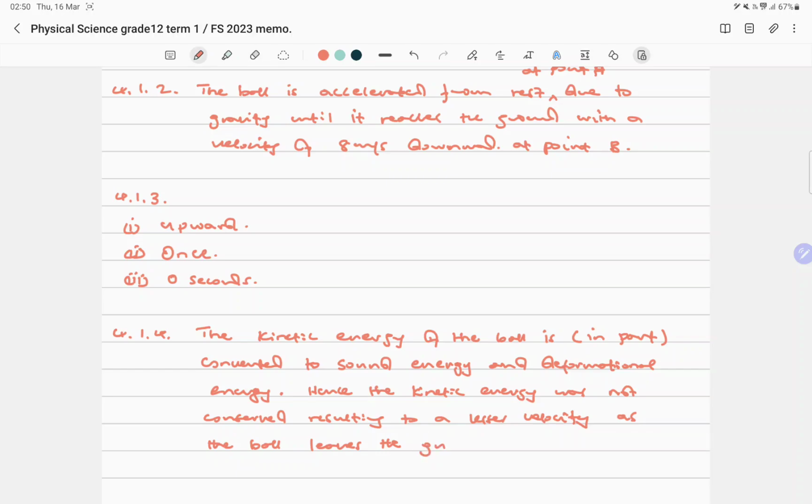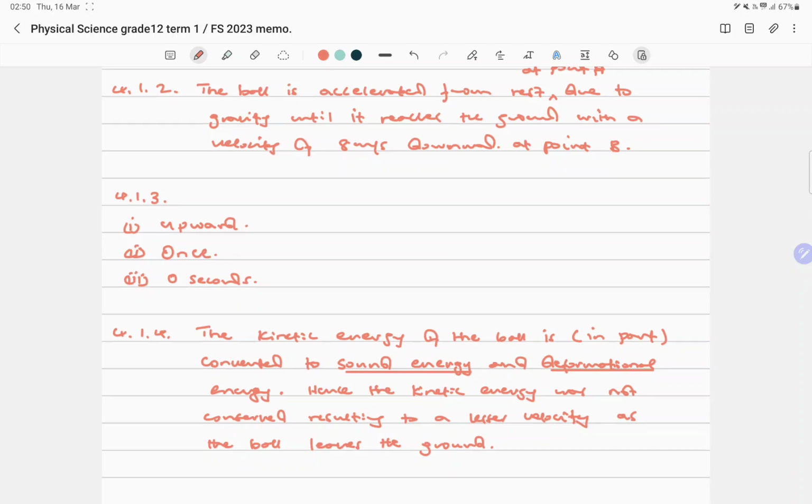There's no joy in you guys cutting the corners, okay? This is brief, it's not too long. So kinetic energy of the ball is in part converted to sound energy and deformational energy. So these are the two energies that are possible there, okay? Hence, the kinetic energy of the system was not conserved, resulting in a lesser velocity as the ball leaves the ground. I think this is complete.